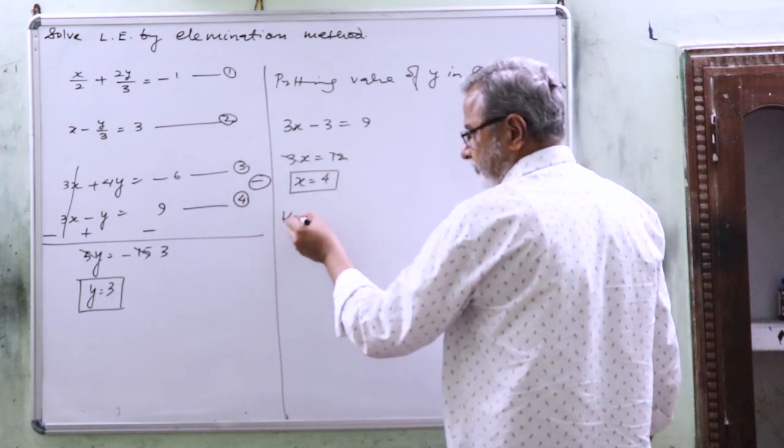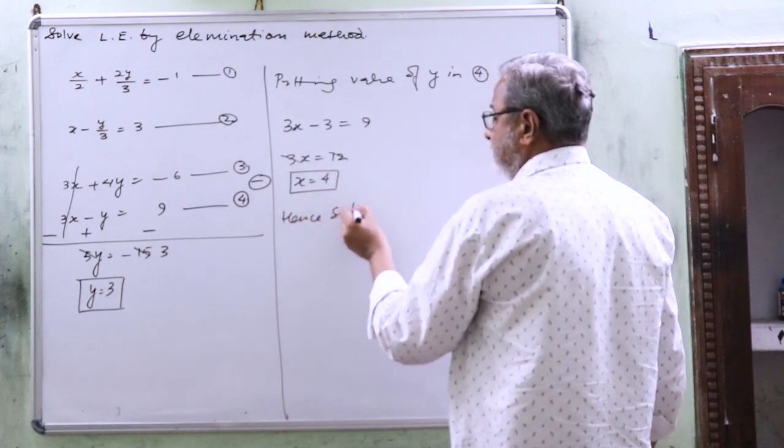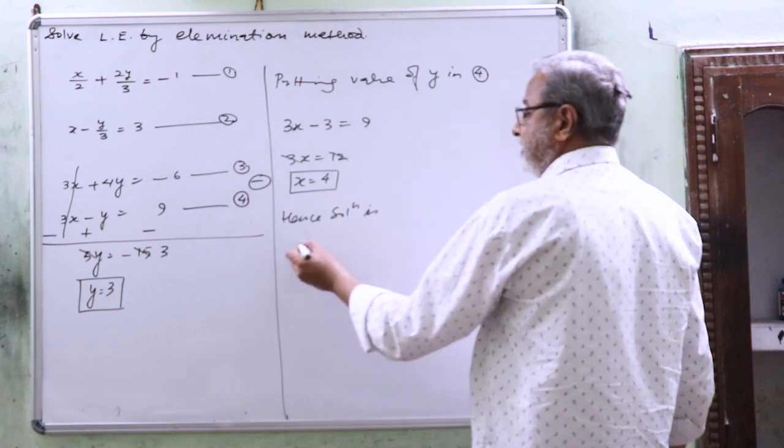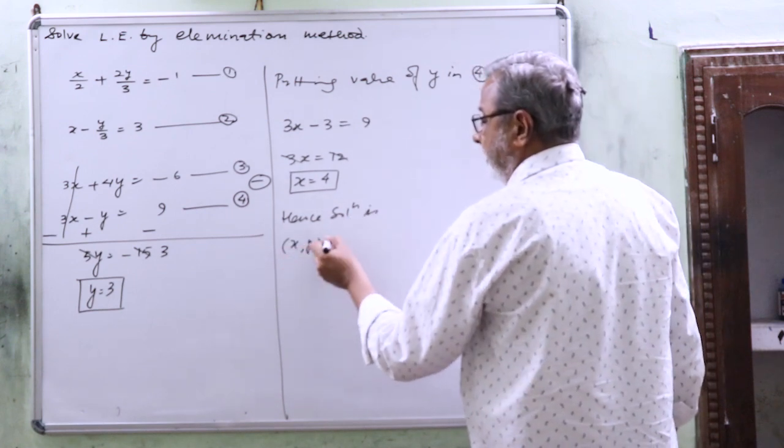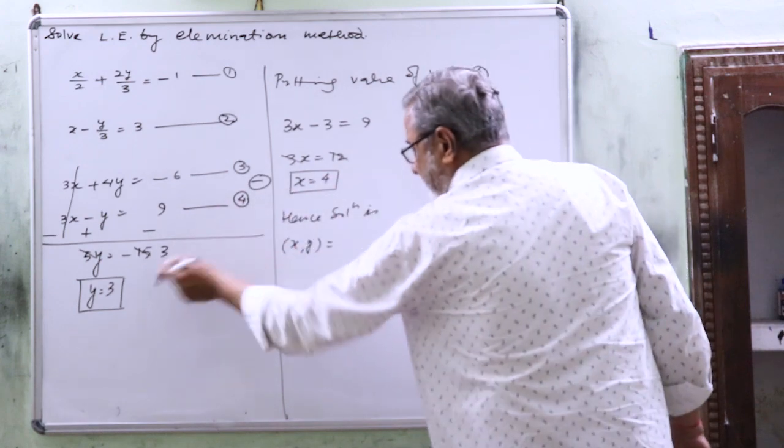Hence, the solution is x comma y, that equals 4 comma 3.